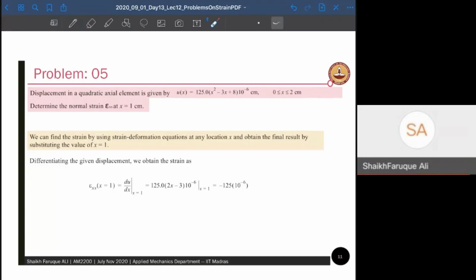Okay, so I have been given this function. I have to find epsilon xx at x equal to 1 centimeter. So I have to find a point strain. Note that I have been asked to find point strain.